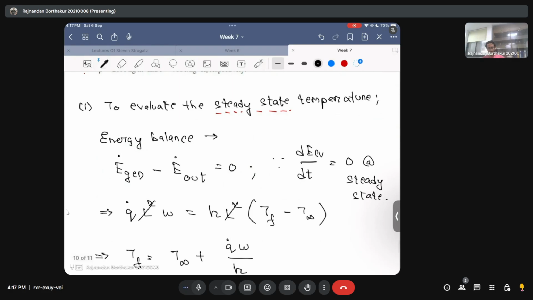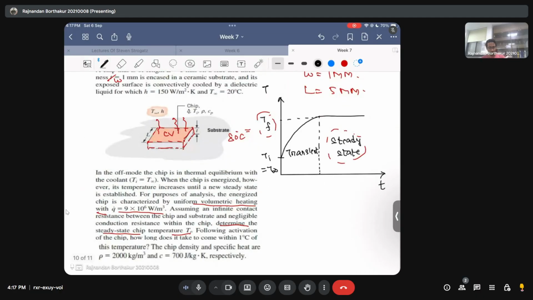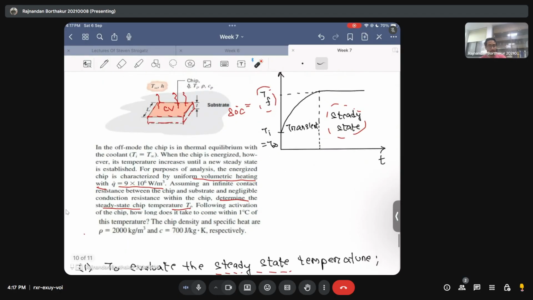Now, in order to understand the second part, we need to look into this transient analysis. Because in the second part, what they're asking is how much time does it take to reach a temperature which is within 1 degree Celsius of the steady state temperature. Meaning, how much time will it require to reach 79 degrees Celsius, which is just 1 degree Celsius apart from the steady state temperature.